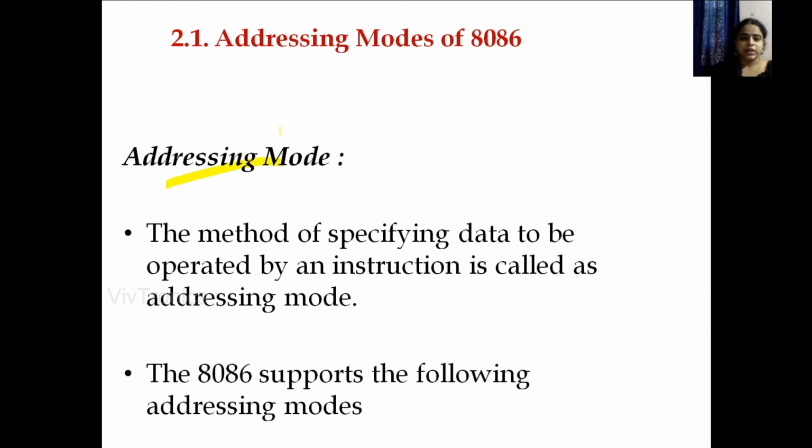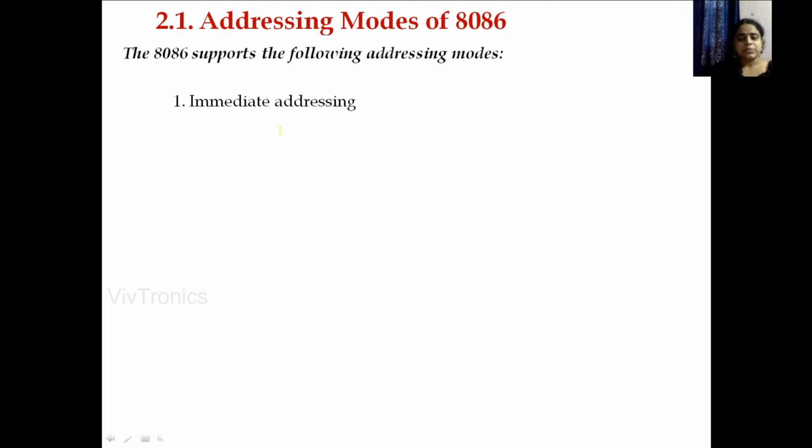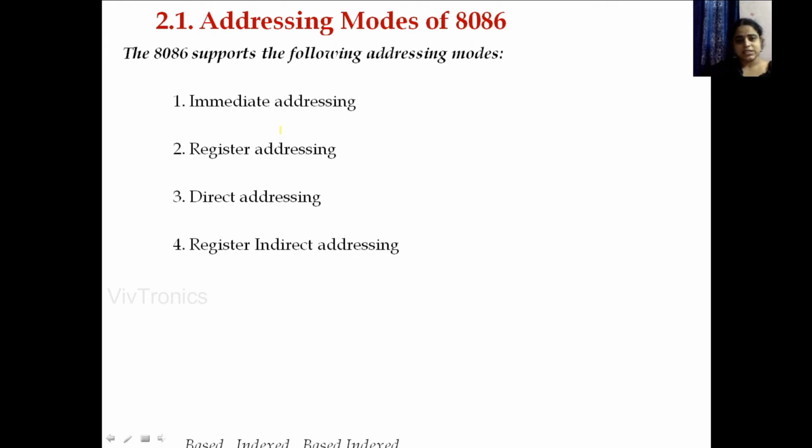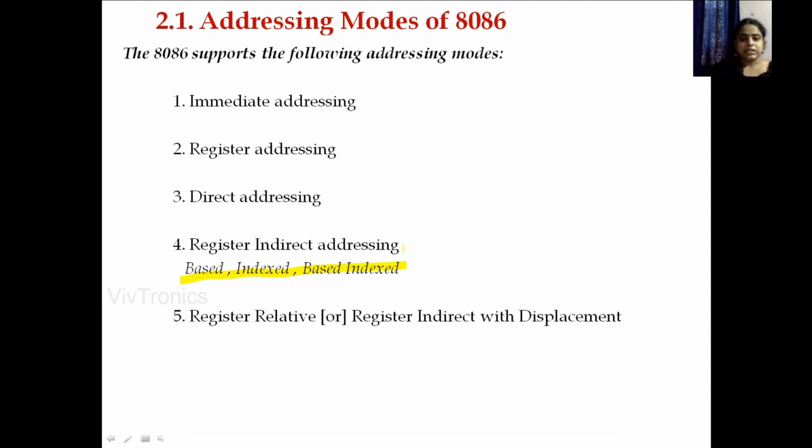Now let us see the types of addressing modes. 8086 supports a total of 8 types of addressing modes. First one is immediate addressing mode, second is register addressing mode, third is direct addressing mode, fourth is register indirect addressing mode. In register indirect addressing mode we have 3 types: based, index and base indexed. Fifth is register relative or register indirect addressing mode with displacement, while the fourth is without displacement. The fifth also has 3 types just like the fourth: relative based, relative indexed and relative base index.